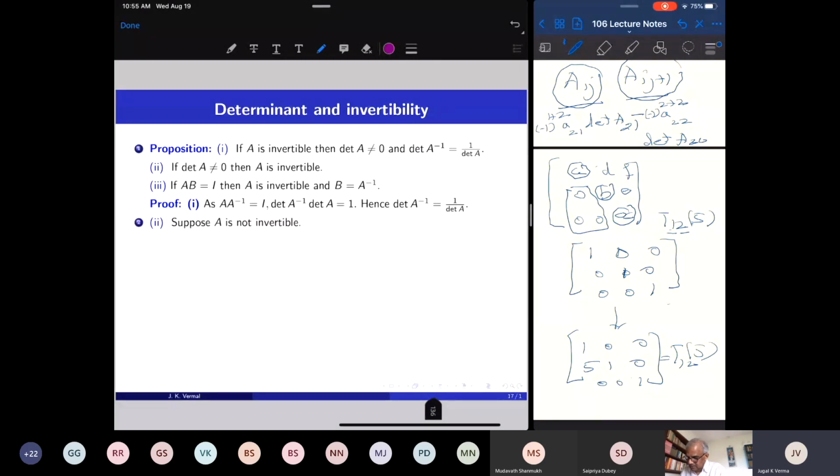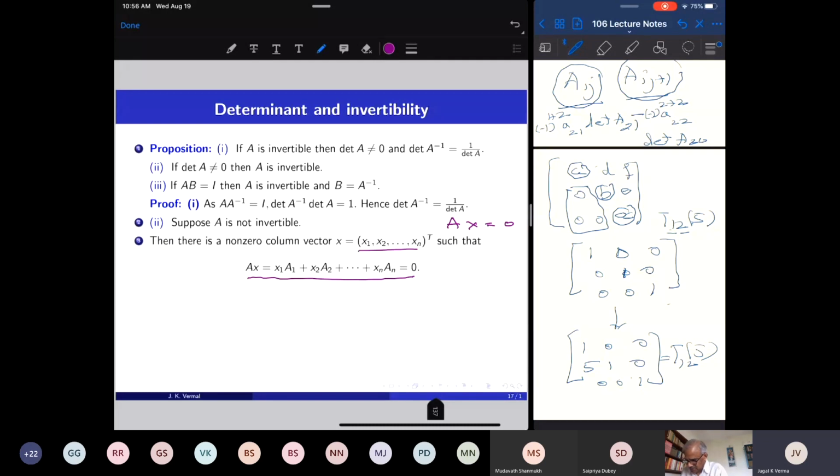Now, part 2, we assume that the determinant is not zero. We want to prove A is invertible. So suppose A is not invertible. If A is not invertible, then there is a non-trivial solution to AX equal to 0. In characterizing invertible matrices, I proved this equivalent formulation of invertibility, that AX equal to 0 has only the trivial solution if and only if A is invertible. So if A is not invertible, there is a non-zero column vector X so that AX equal to 0, and that says that one of the xi's is not 0 because this is a non-trivial solution of AX equal to 0.